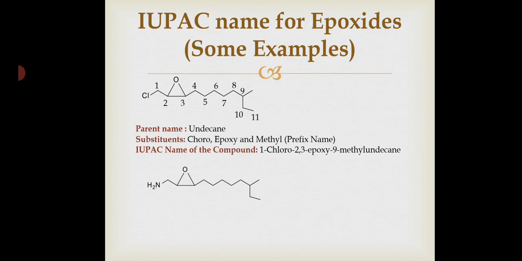So, again, let's count the longest chain. Let's find out the longest chain. The longest chain is 1, 2, 3, 4, 5, 6, 7, 8, 9, 10, 11. So, the longest chain is again undecane. So, the parent name is, the numbering goes like this. The parent name is undecane.